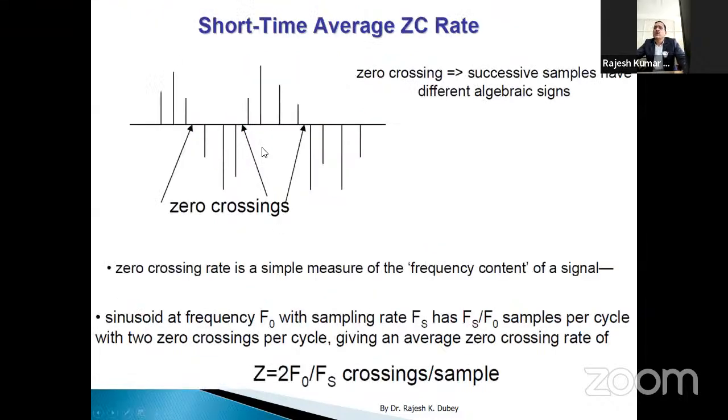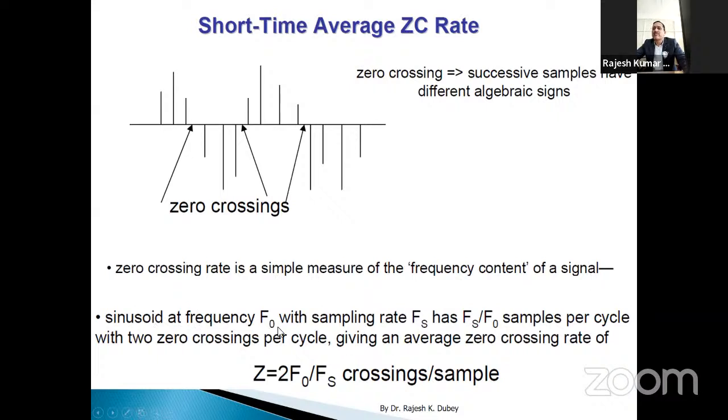Then zero crossing. When you have a periodic signal, it will cross zero because it has a positive part and a negative part, like a sinusoidal wave. The point where it crosses zero decides how we calculate the frequency. For example, if a signal is 50 Hz, that means in 1 second it changes 50 times, positive to negative, negative to positive, that is zero crossing. Similarly, we can calculate the zero crossing rate by counting the number of zero crossings. This will help us calculate the fundamental frequency. Zero crossing rate is a simple measure of the frequency content of the signal.